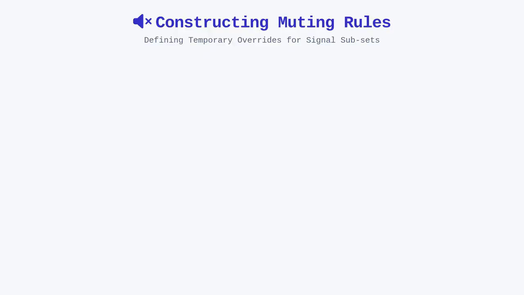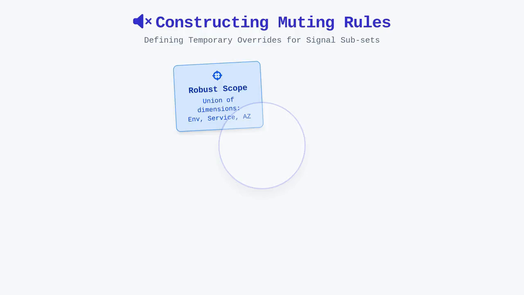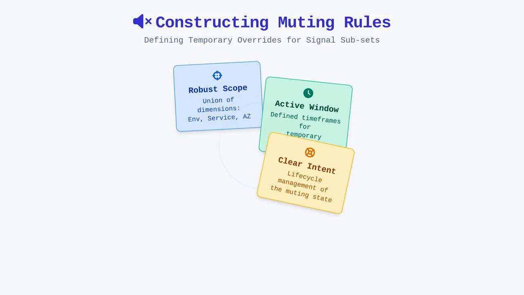When we construct a muting rule, we are essentially defining a temporary override state for specific signal subsets. The orchestration of these rules involves establishing a robust scope, an active time window, and a clear intent for the lifecycle of that suppression. You should think of a scope as the union of specific dimensions that categorize your infrastructure, such as environment, service name, or availability zone.